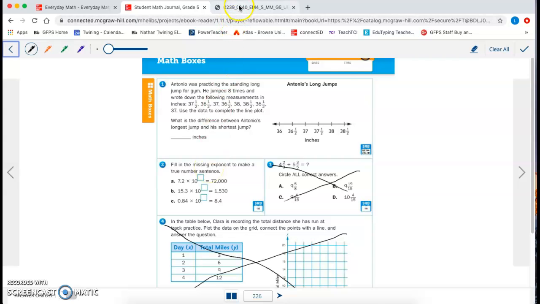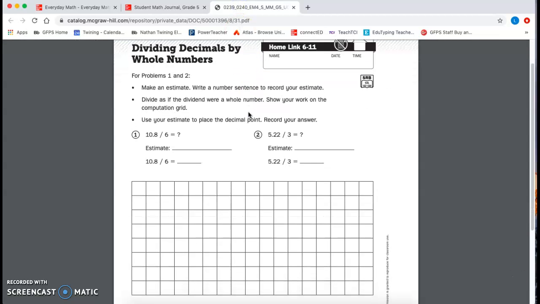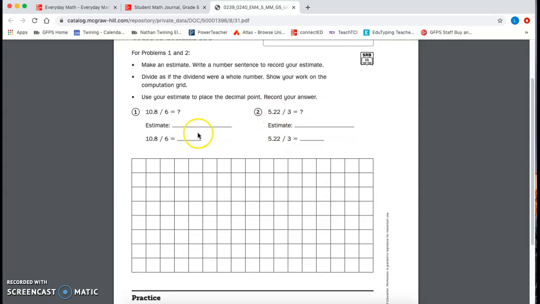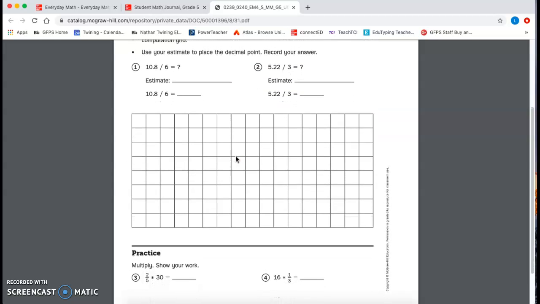those other 2 pages. Then for our homelink, it's the same thing. It's dividing using an estimate. Okay? And then we're doing some multiplication and fraction just as review. We should be able to do this just fine. And I took out those 2 problems on our math journal, so we should be sitting pretty good. Let me know if you need any help.